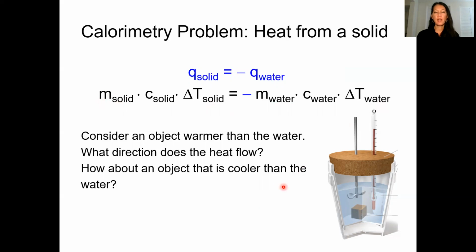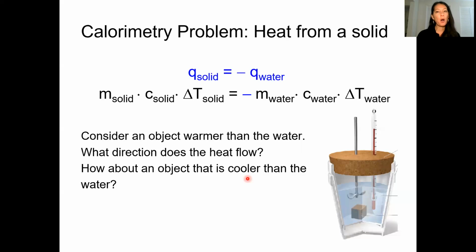But let me just have you consider a couple things. If the object is warmer than the water, what direction does the heat flow? So if you're the object, if you're the solid, you're the system. If you're hotter than the water, I told you energy from a hot body flows to the cooler body. That means energy will be released to the water. So the answer is the heat flows from the system to the surroundings. If you had an object that's cooler than the water, then the heat from the water will flow towards and into that object.